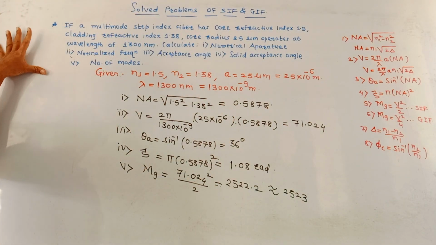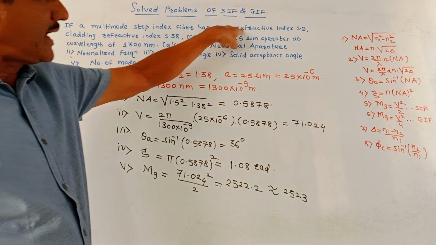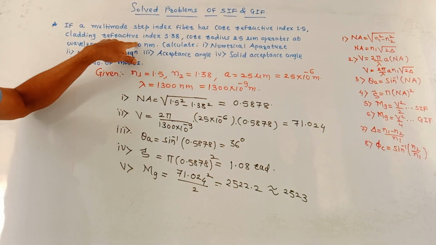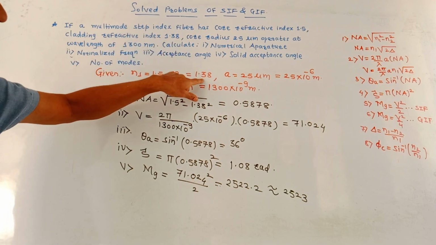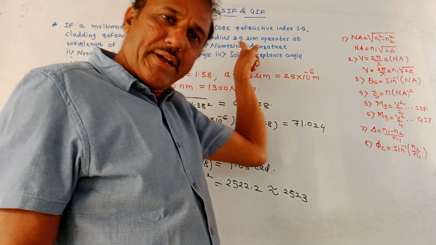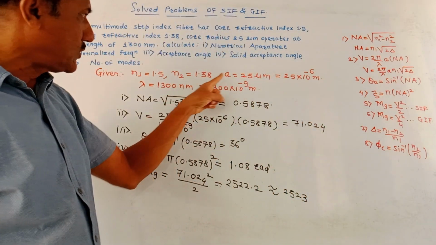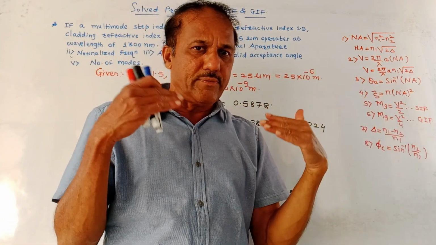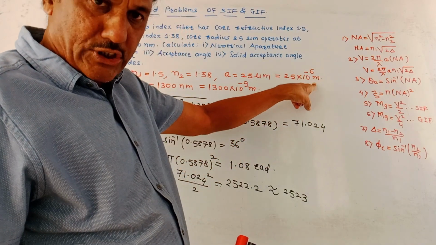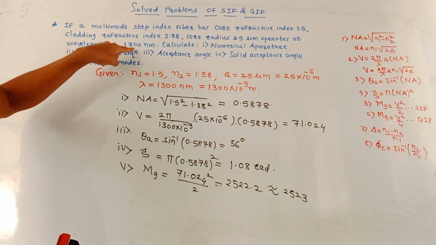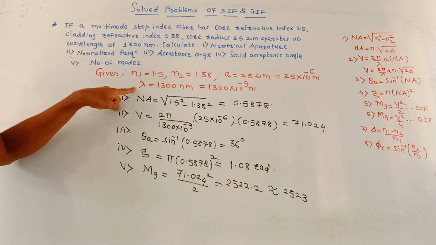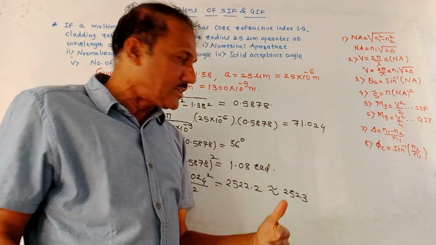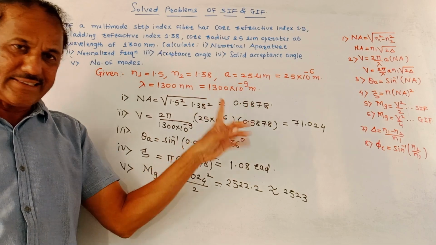Now let us discuss one numerical. If a multimode step index fiber has core refractive index 1.5, so core refractive index means n1 is 1.5, cladding refractive index, that is n2, 1.38, core radius 25 micrometer. Core radius is denoted by small a, so a is 25 micrometer. Since given value is in micrometers, we need to convert it into meters, so it is 25 into 10 raised to minus 6. Then operates at a wavelength 1300 nanometer. Wavelength is denoted by lambda. Again, we need to convert it in terms of meters. So it is 1300 into 10 raised to minus 9.